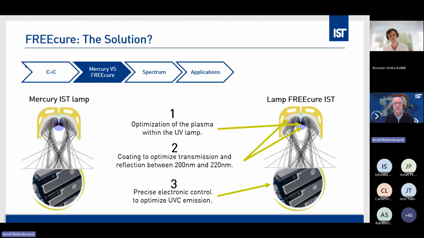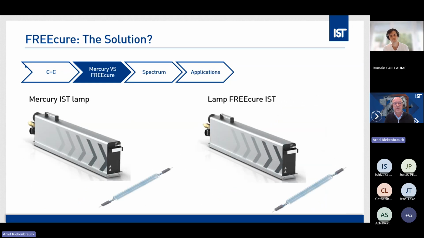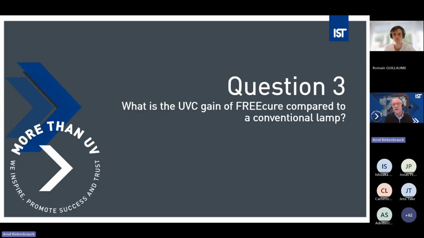When you see the lamp from outside, the footprint is exactly the same as a standard IST lamp. The lamp differs, but the housing and the size of the housing are completely the same. We install it in our proven BLK technology. And so it is possible as well to retrofit or to change existing positions to FREEcure technology. In terms of output, here you can estimate.